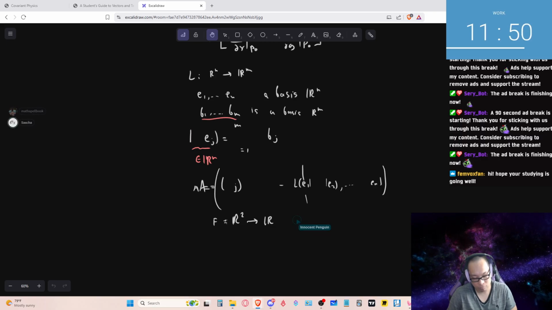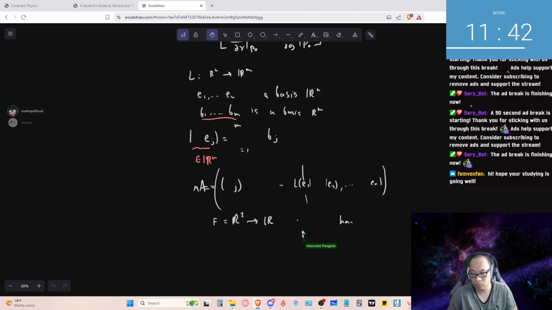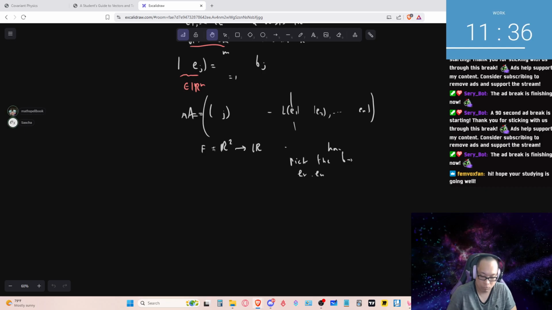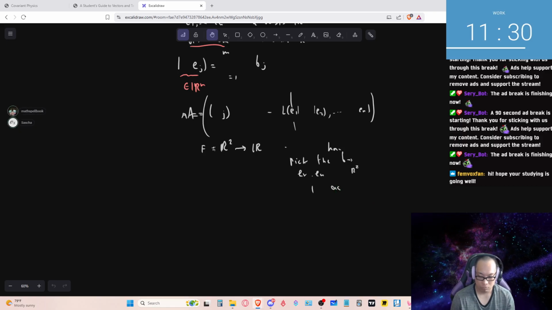And we pick the basis, the standard basis, so e of x and e of y on R2. And we pick the trivial basis on R, so we take 1 as a basis on R. I just want to state it.